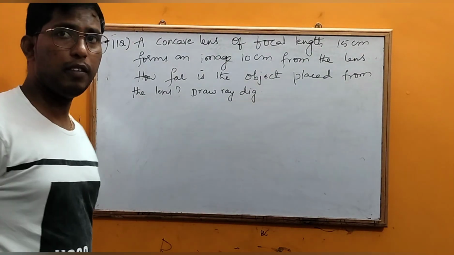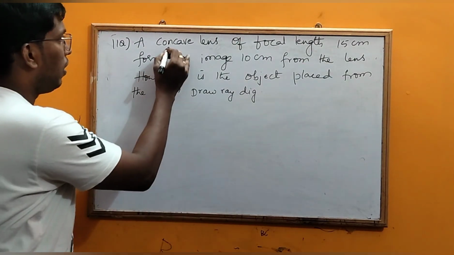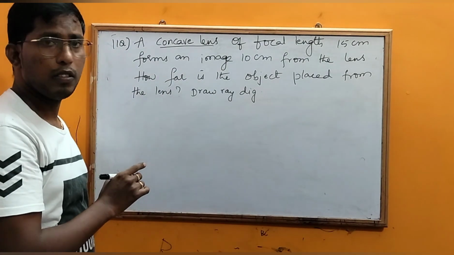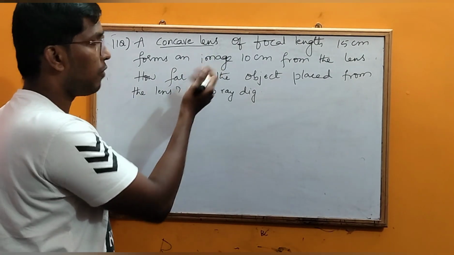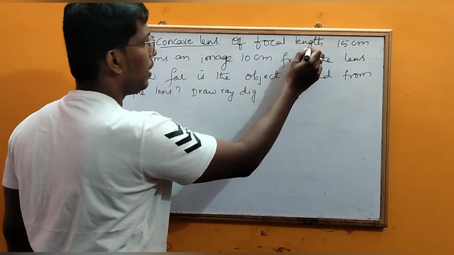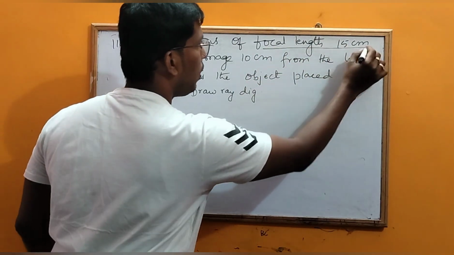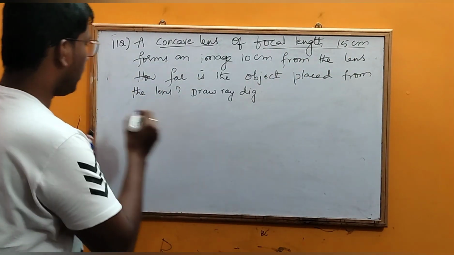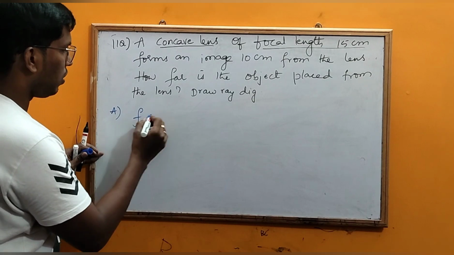Okay, let us see the 11th question. A concave lens, also known as a diverging lens, of focal length 15 centimeter. The focal length value is given as 15 centimeter. So f is equal to 15.